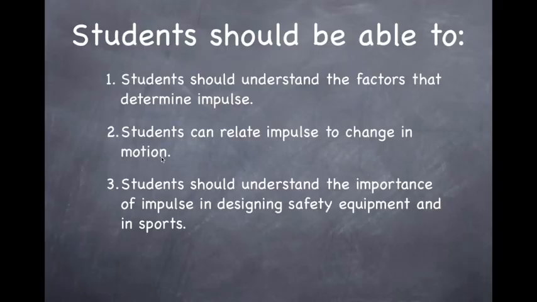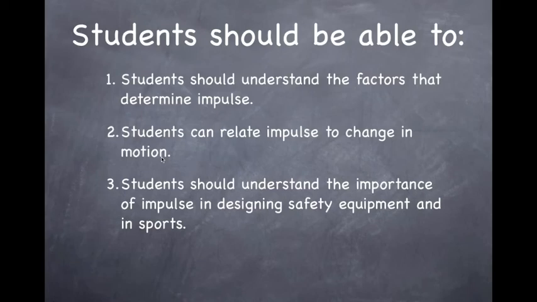So by now you should understand the factors that determine impulse. Remember, impulse can be determined by comparing two momentums and subtracting, multiplying mass by the change in velocity as opposed to just velocity, or by taking the force and multiplying it by the time. So using those factors to determine impulse will then allow you to turn around and relate it to motion. So you have an effect on the velocity somehow. You should understand the importance of designing safety equipment and in sports.